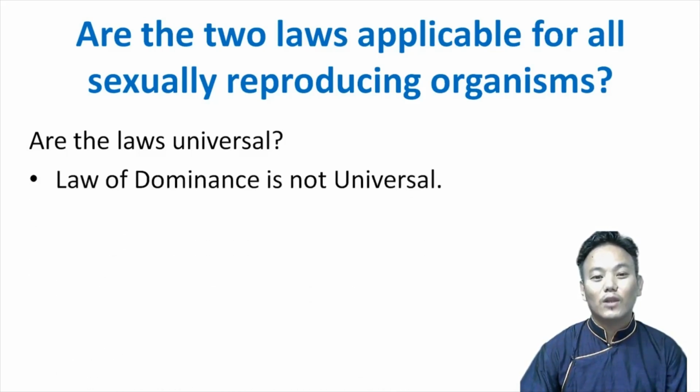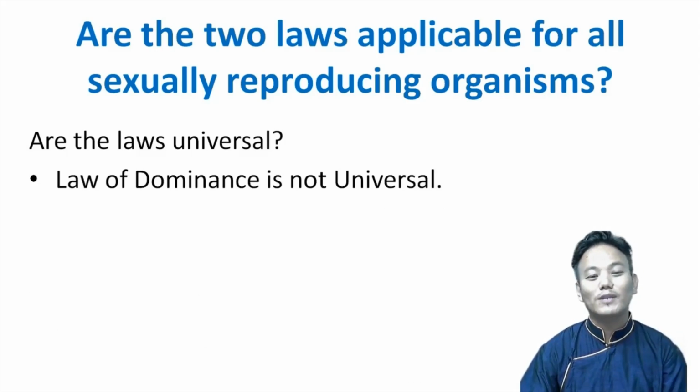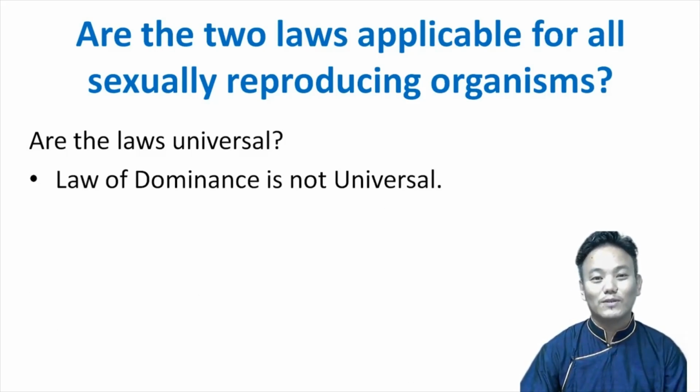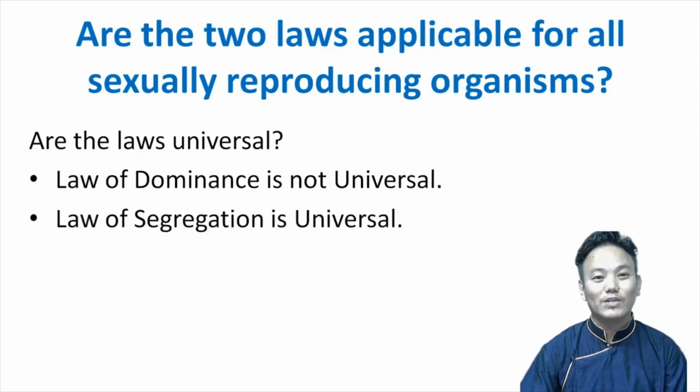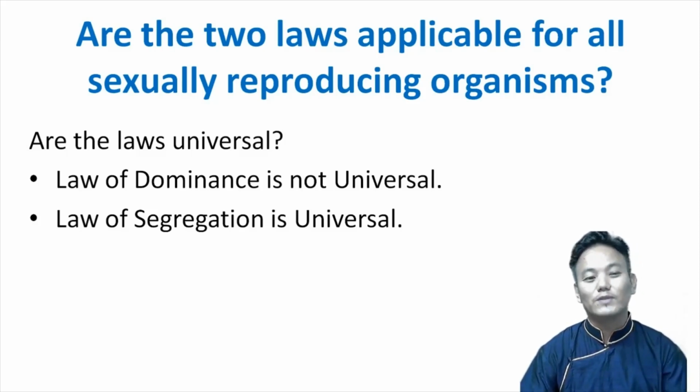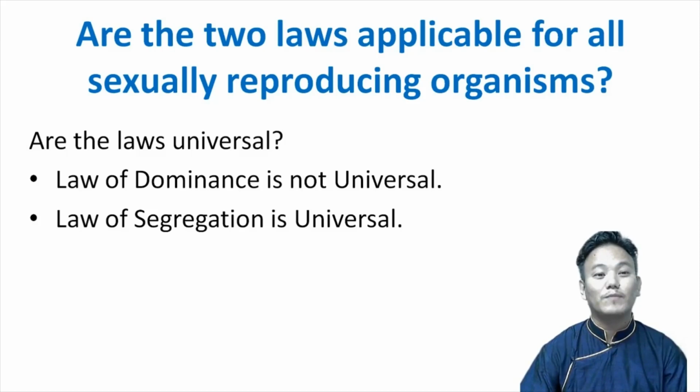The answer is, the law of dominance is not universal. It is not applicable for all sexually reproducing organisms. Whereas the law of segregation, the way the alleles segregate during gamete formation, is universal. I think it's because of the universality of meiosis, which is involved in gamete formation. If meiosis were not involved in gamete formation, then maybe this law of segregation would not have been universal. It would not have been applicable for all sexually reproducing organisms. So in simple words, the law of dominance is not universal and the law of segregation is universal.